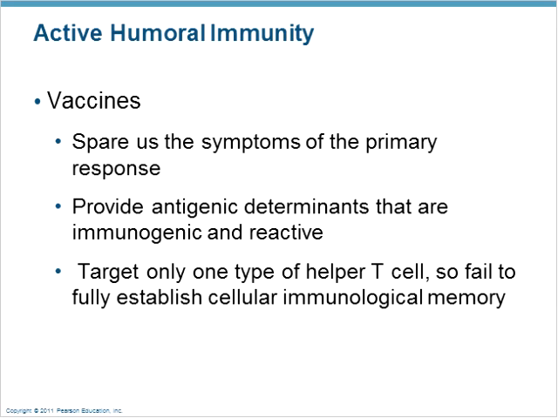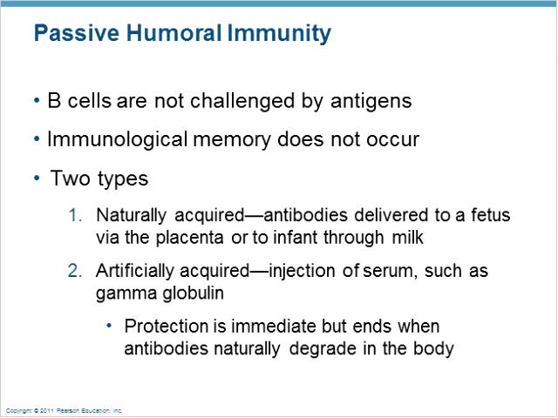Now, I talked about vaccines. They spare us the symptoms of the primary response. Basically, they provide an antigenic determinant or an antigenic response without actually having the disease. And so they're immunogenic and reactive. They target only one type of helper T cell, so they fail to establish cellular immunological memory. That's what happens with some vaccines. So that's kind of important to know.